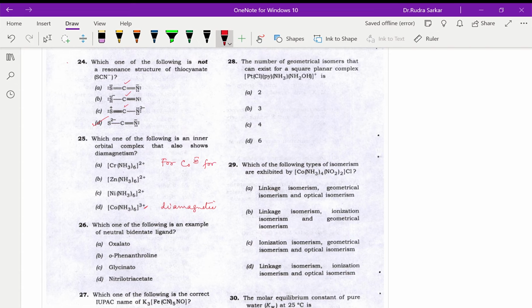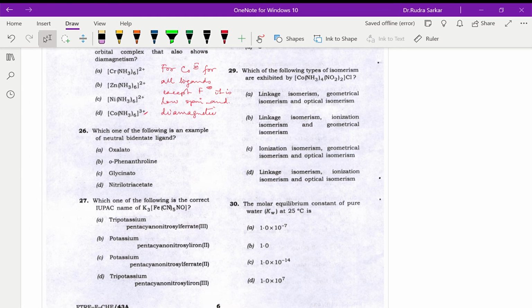for all ligands except fluoride, it is low spin and diamagnetic. That is all you have to remember. Next question given over. So the answer over here is D.